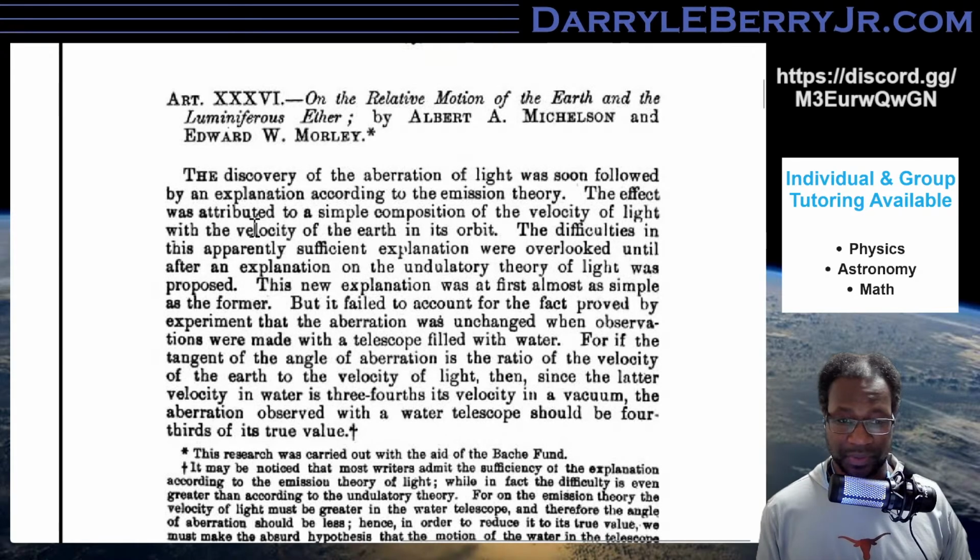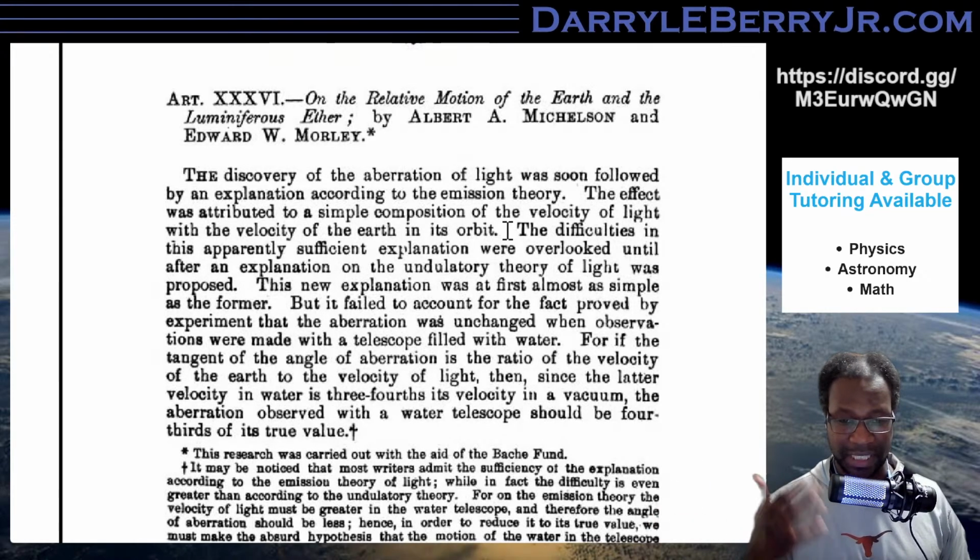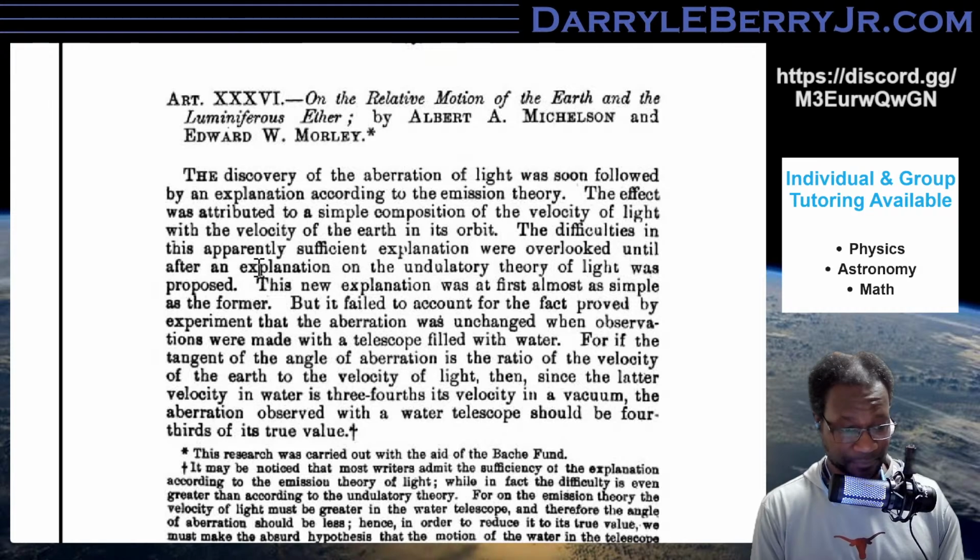The effect was attributed to a simple composition of the velocity of light with the velocity of the Earth in its orbit. So the theory was that there are these particles floating around with a finite velocity, and the movement of the Earth relative to the movement of these particles will either add to the velocity or subtract from the velocity, like we were talking about with the train. The difficulties in this apparently sufficient explanation were overlooked until after an explanation of the undulatory theory of light was proposed, which, as we read, is the wave-like theory, the idea that light is a wave.